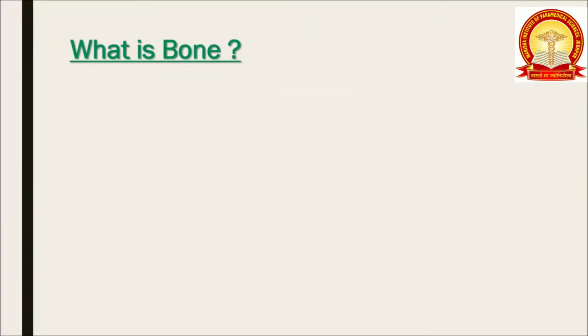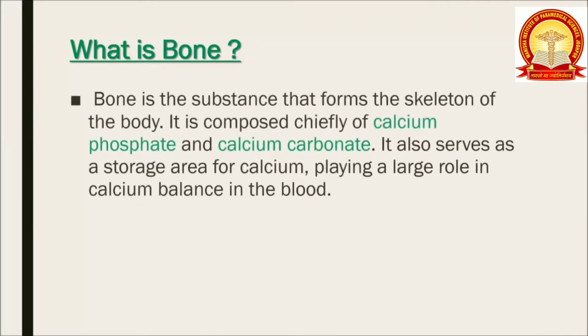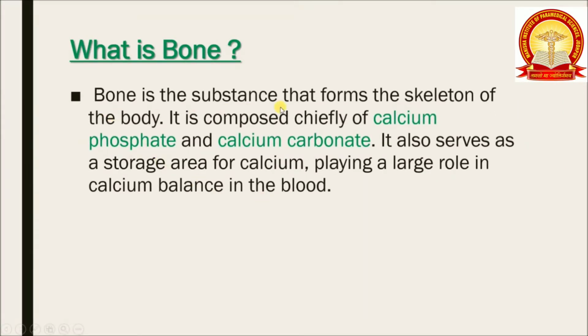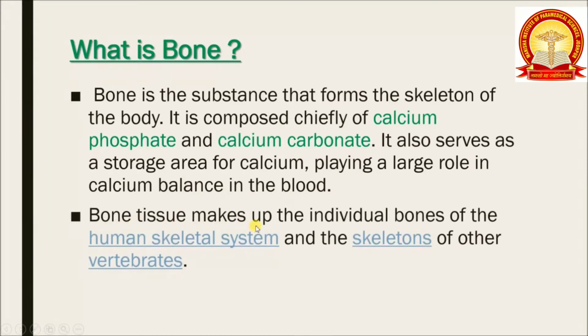What is bone? So let's start now. Bone is the substance that forms the skeleton of the body. It is composed chiefly of calcium phosphate and calcium carbonate. It also serves as a storage area for calcium, playing a large role in calcium balance in the blood. Bone tissue makes up the individual bones of the human skeletal system and the skeleton of other vertebrates.